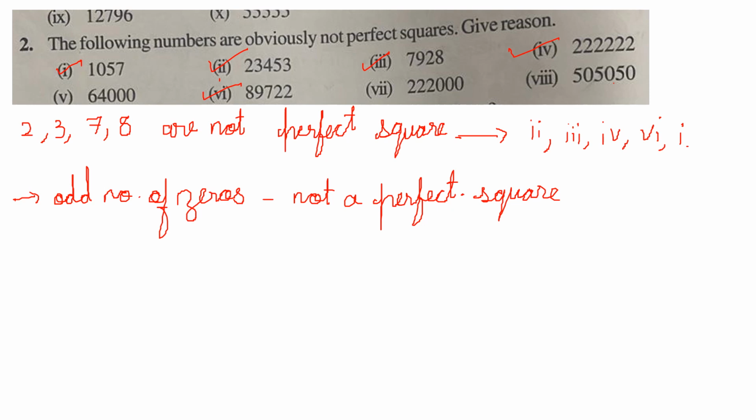If you look at the fifth question, how many zeros are there? You have 3 zeros, which is an odd number. Again, the seventh question also has 3 zeros. In the eighth question, you have only 1 zero, which is again an odd number. So the reason for the fifth, seventh and eighth questions is, numbers ending with an odd number of zeros are not perfect squares.